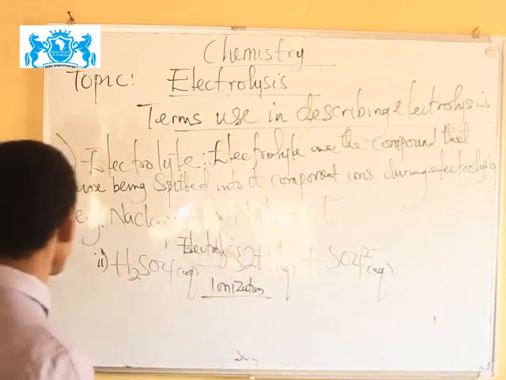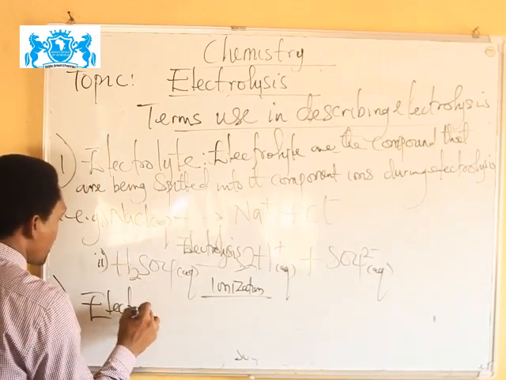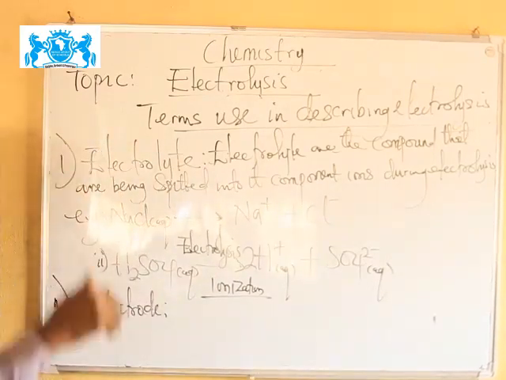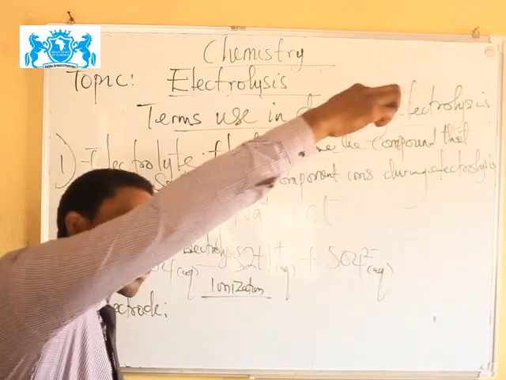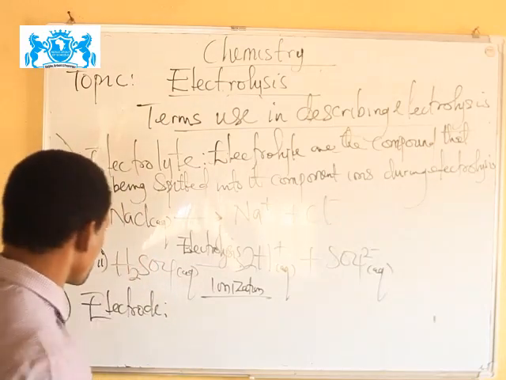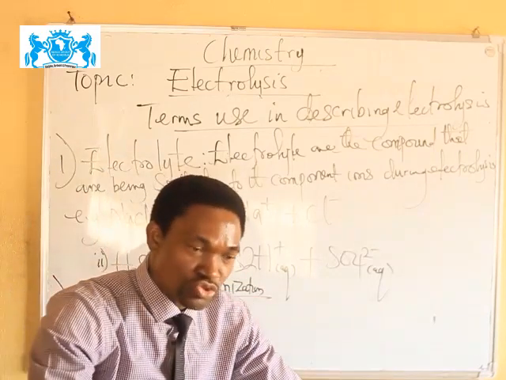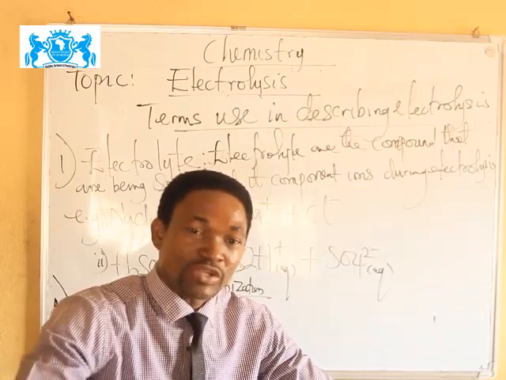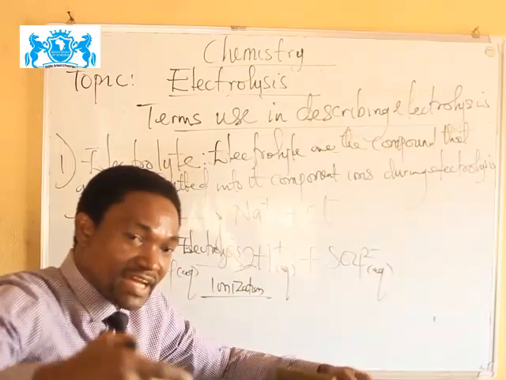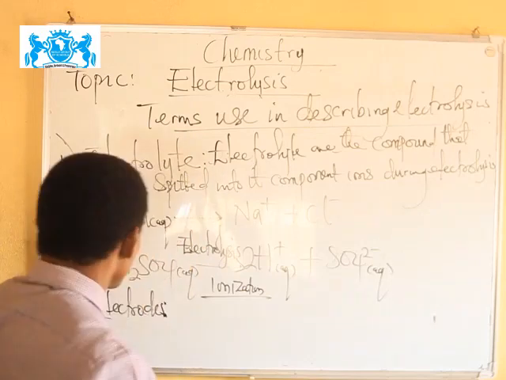Okay? Then next on the list we are looking at electrodes. Electrodes are those poles that are dipped into the electrolyte, through which the electric current, the electricity from the external source, is passed into the solution. So the electrodes are those metallic poles that conduct electricity, through which electricity from the external source, from the DC supply, gets into the electrolyte.